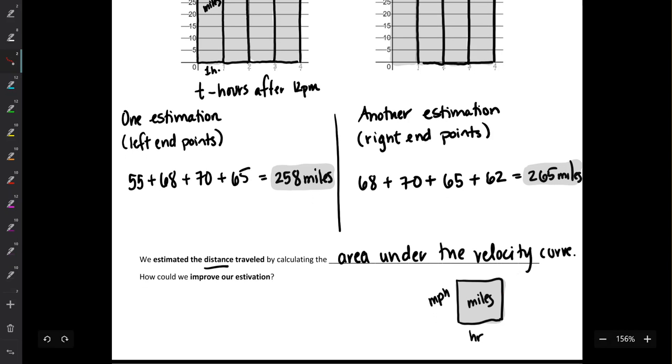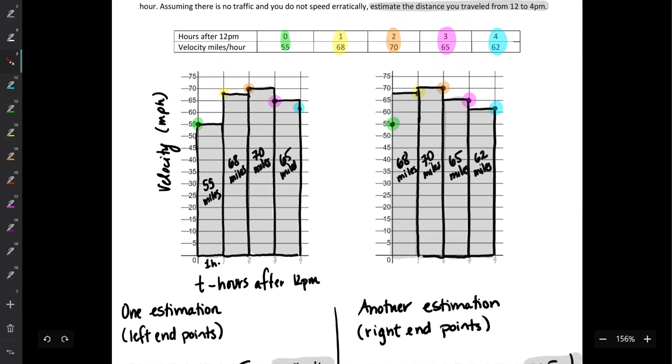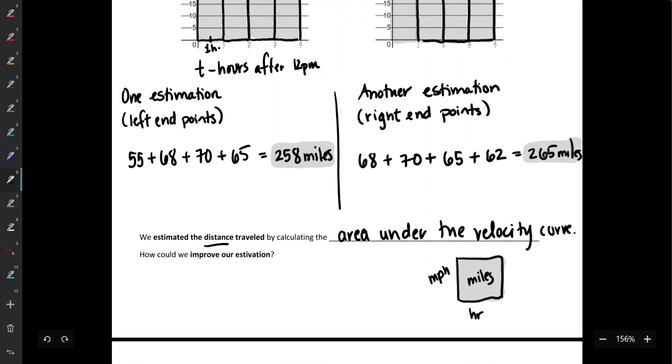How could we improve our estimation? This was pretty crude, right? I'm just checking my speed every hour. But what if instead I checked it every half an hour? You know, and at 12:30, I found that I was going 60 miles an hour. Well, I could have broken that up into some more rectangles. If we had more rectangles here, in other words, you had more information about the velocity you were going at each moment in time, we could have a better estimation.